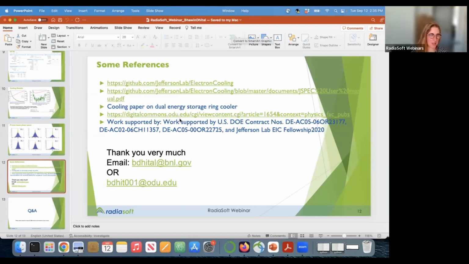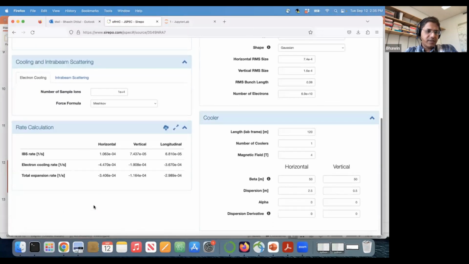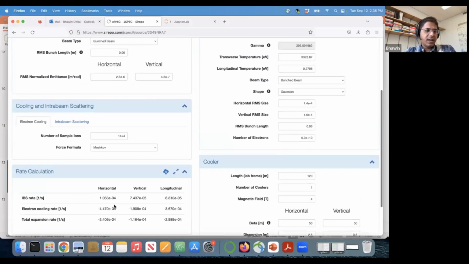One more question just sneaked in: how do you decide the cooling rate parameters? Exactly, we get just the cooling rate. If I go here, it gives me the cooling rate, the electron cooling rate, and the IBS rate. This is the initial IBS rate, the electron cooling rate, and the total expansion rate. These are coming from the cooling interaction between the electron beam and the proton beam, and these are decided by those parameters.